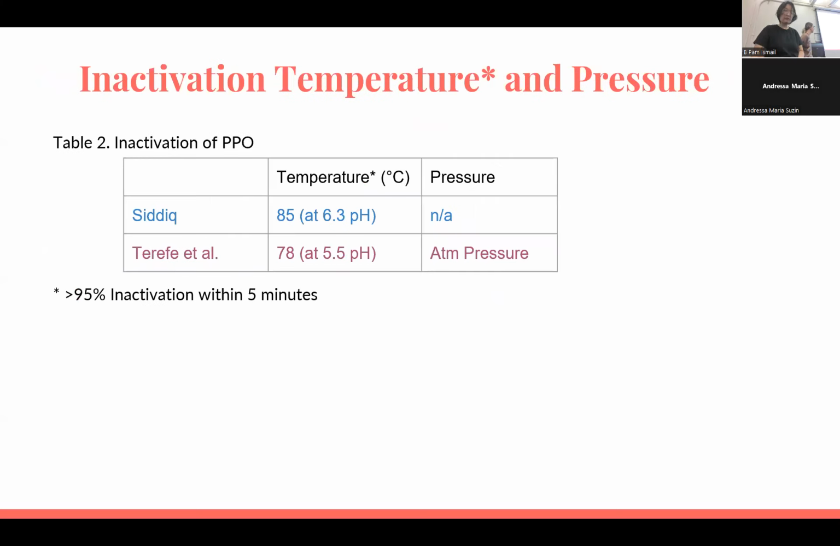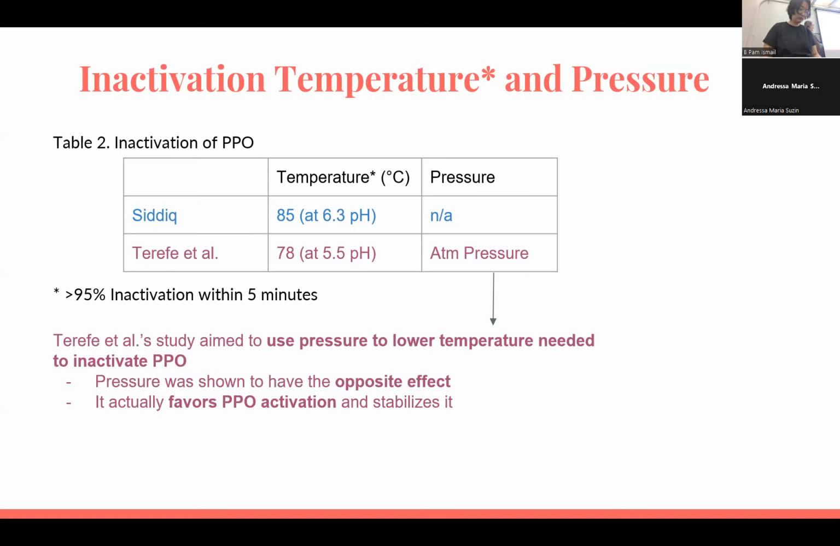For activation, however, Siddiq found that at 85 degrees Celsius, at 6.3, at least 95% of the polyphenol oxidase was activated. And for Refi, it was a slightly lower temperature at 78 degrees Celsius. But again, that was at a lower pH as well, so that kind of goes hand in hand. If you have a lower pH, it's usually a lower temperature to denature your enzyme. And then also, they found the best pressure to inactivate polyphenol oxidase is atmospheric pressure, so no pressure at all.